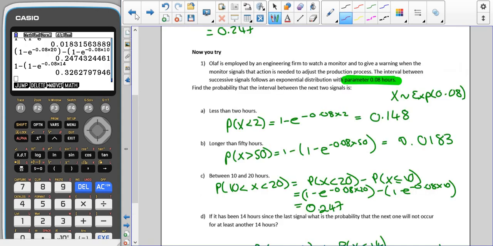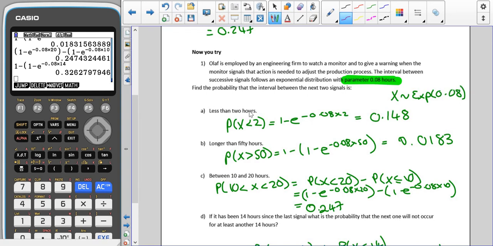So hopefully you've paused the video and given the first Now You Try question a go. So here we have Olaf is employed by an engineering firm to watch a monitor and to give warning when the monitor signals that action is needed to adjust the production process. The interval between successive signals follows the exponential distribution with parameter of 0.08 hours. Find the probability that the interval between the next two signals is, so here we're using, like I said, x follows the exponential distribution with a parameter of 0.08.